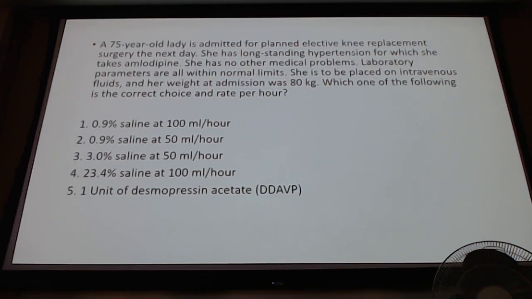All right, a 75-year-old lady is admitted for planned elective knee replacement surgery the next day. She has long-standing hypertension, for which she takes a load of pain medication. She has no other medical problems. Laboratory parameters are within normal limits. She was placed on intravenous fluids, and her weight at admission was 80 kilograms. Which of the following is the correct choice and rate per hour?